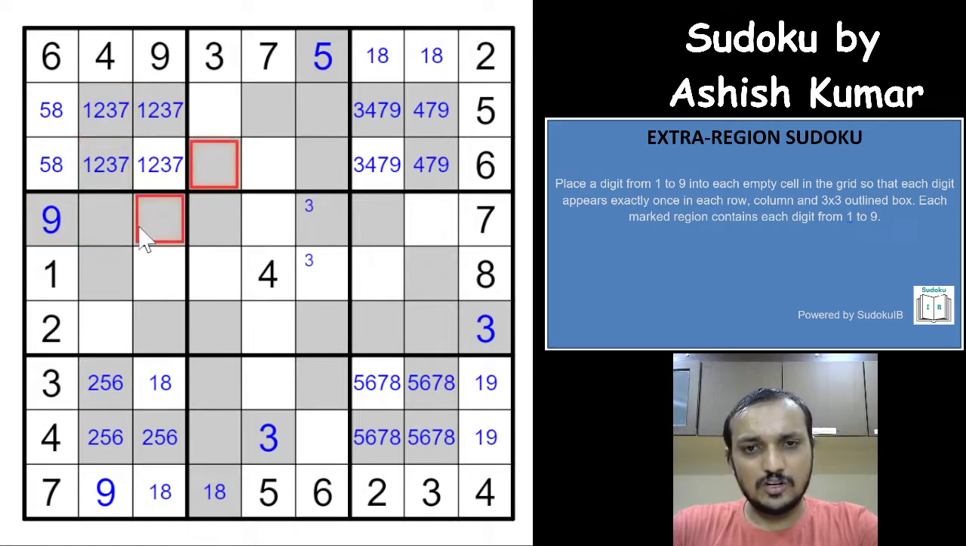So none of these cells will have the digits that are appearing near that box. So this cell cannot be 3, 4, 7 or 9. This cell also cannot be 3, 4, 7 or 9. This cell cannot be 1, 2, 3, 7.